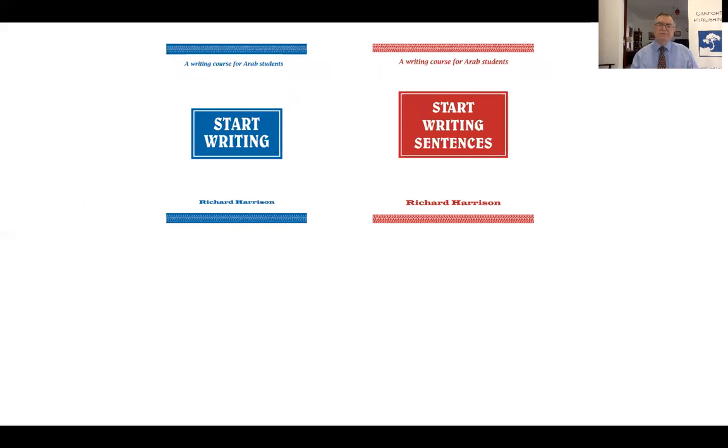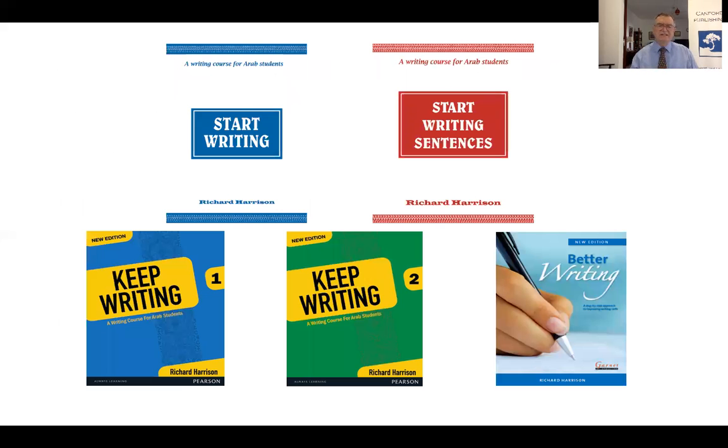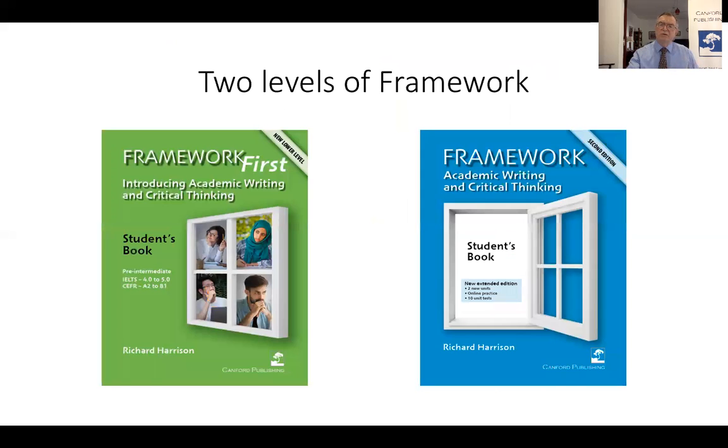Right, I'll just finish by showing you some of the books that I've developed over the years. These are very low-level ones, Start Writing and Start Writing Sentences, meant for the Arab world. And at the very low level, they're produced by Canford Publishing. And then I've done these at higher levels, paragraph level, Keep Writing. This is a Longman book, and Better Writing. This is a book for Garnet. And then at the higher levels, the essay and report level, there are two levels of Framework, which concentrate on academic writing and critical thinking. Framework first at the lower level, and then Framework at the higher level. And they come with teacher's guides and photocopyable material and so on.